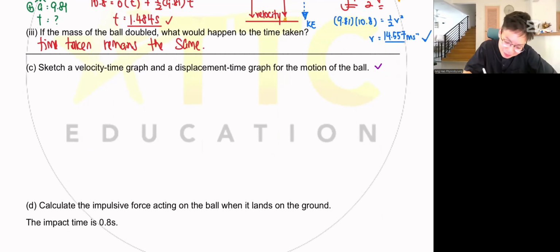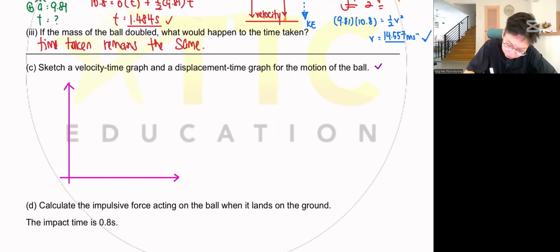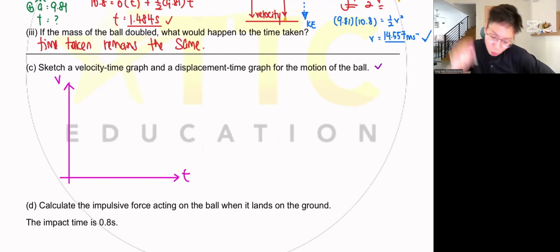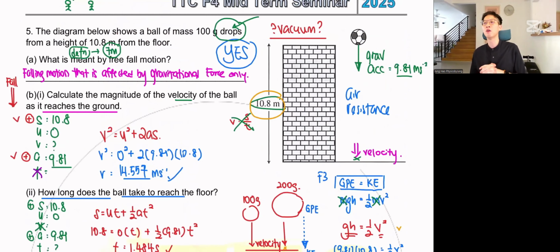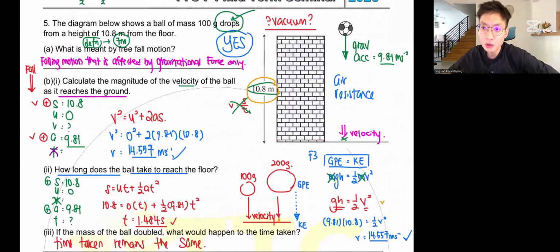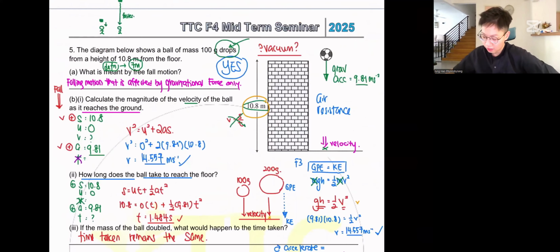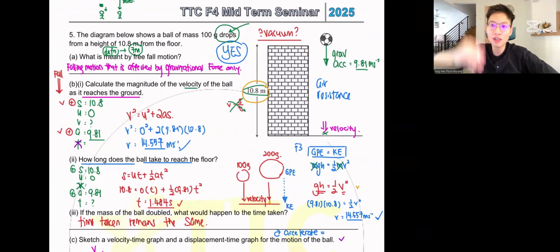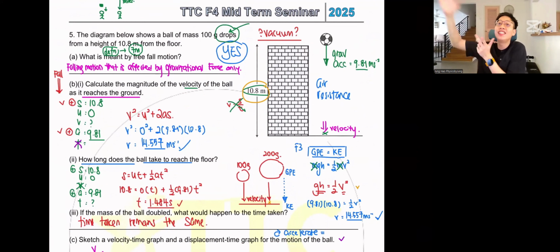Let's discuss this. Velocity time, displacement time graph. Let's talk about velocity time graph first. Whenever we do sketching of graph, you must always look back at the motion of the object. When this object drops down, I know it is going to accelerate, because a falling object will accelerate. If this thing drops down, will it accelerate constantly, increasingly, or decreasingly? If this object were to fall down, is the acceleration constant, increasing, or decreasing?